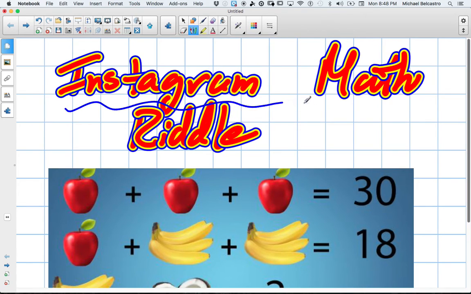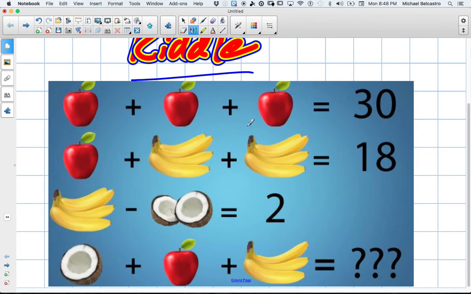Okay, we're looking at this Instagram math riddle that is driving the so-called internet crazy. I think they'd have better things to do than this. But here we go. We have this math riddle, and let's talk about the math to this. There are three major variables.